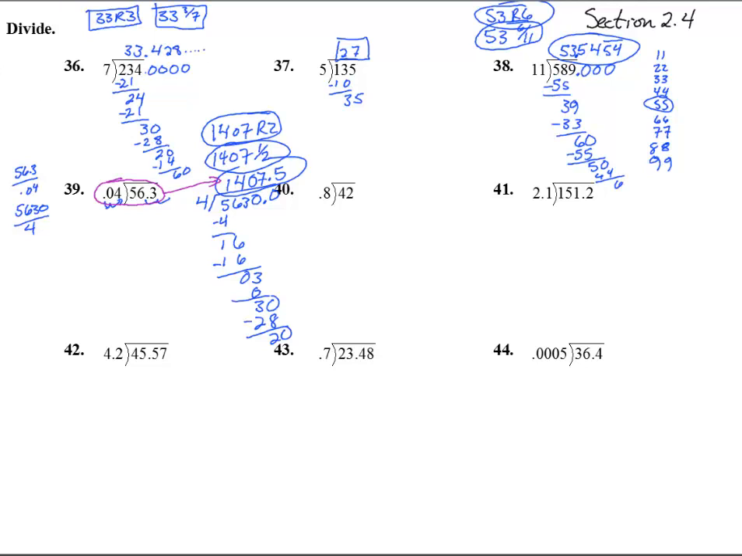Number 40. On this one, 0.8 goes into 42. So I don't know my 0.8 times tables very well, so I'm going to go 8 into 420, having just moved the decimal one place that way and one place that way. 8 goes into 42 5 times. 5 times 8 is 40. Subtract, and I get 2 0. 8 goes into 20 twice.